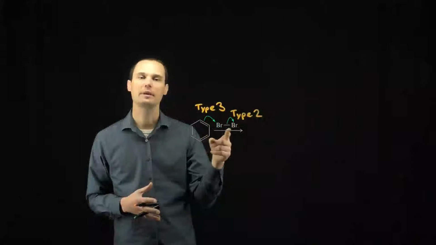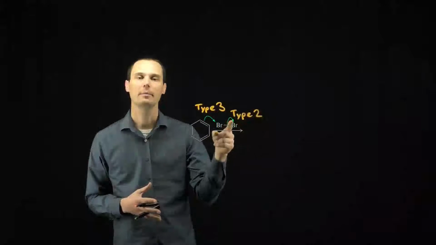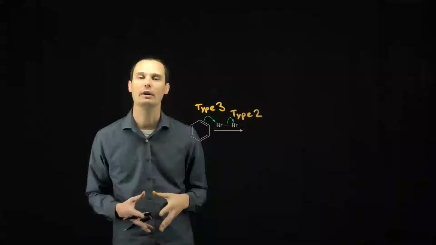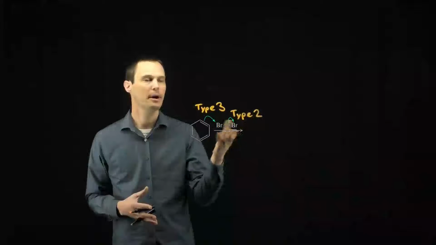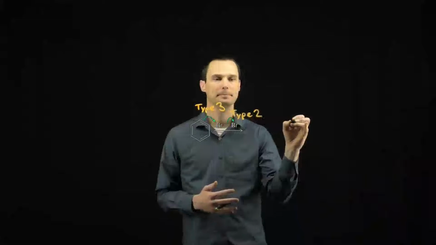The second arrow says that I'm taking the electrons that used to be shared between these 2 bromines, breaking that bond, and depositing it as a lone pair of electrons onto that bromine. That will break the bond and leave Br- as a byproduct. Let's go ahead and draw those products now.